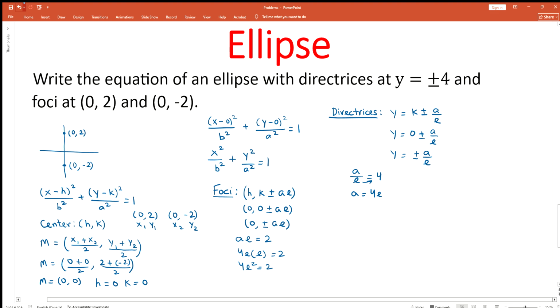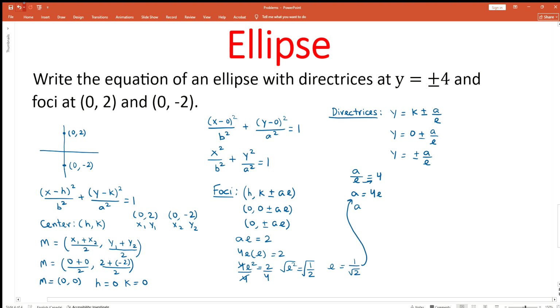Next, we can divide both sides by 4. The 4's on the left side cancel each other out. We get e² equals 1 over 2. Next, we can apply square root to both sides. I get e equals 1 over square root 2, because square root of 1 is just 1. Now we can use this value of e to find the value of a. I can sub in this e value in this step.